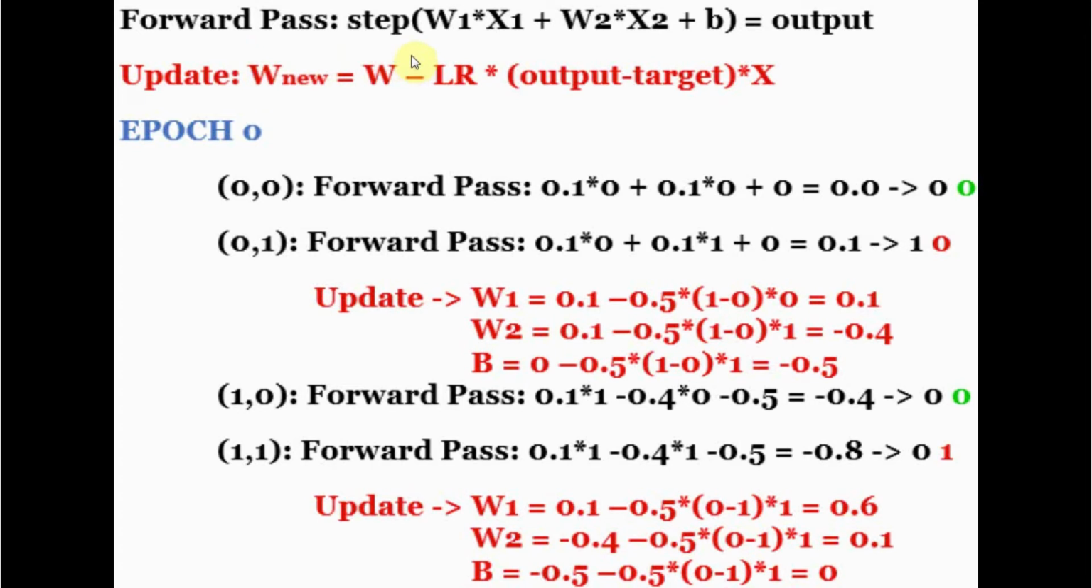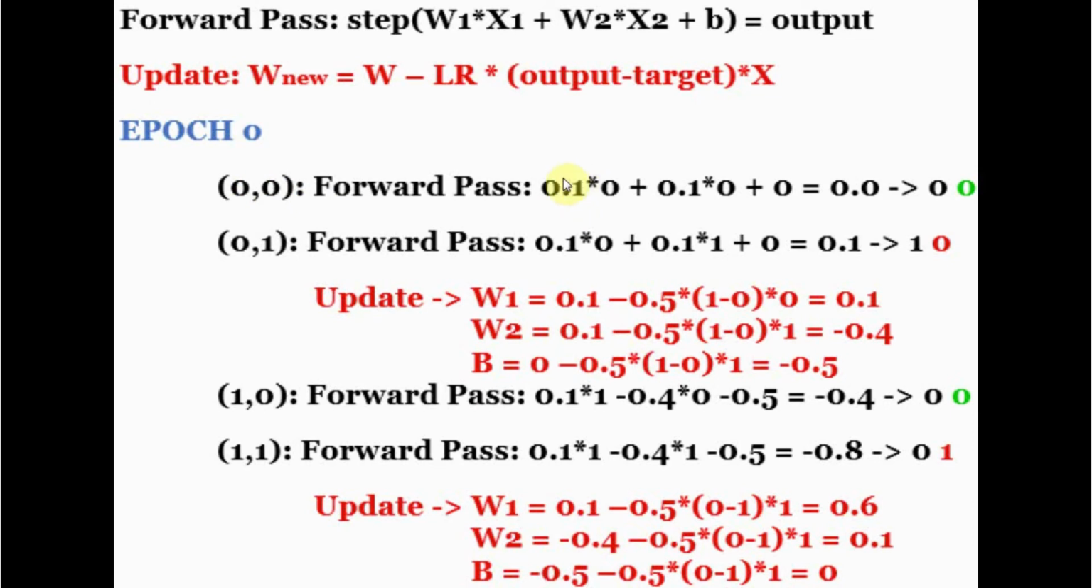The new weight is equal to the current value of the weight minus the learning rate, which we said we'll use 0.5, multiplied by the output minus target, multiplied by x, or the input. And by the way, when I say input here, I mean the input which is associated with the particular weight. Okay, so let's train our perceptron, shall we? Here we begin epoch 0, and the first sample, as we saw, is 0, 0.